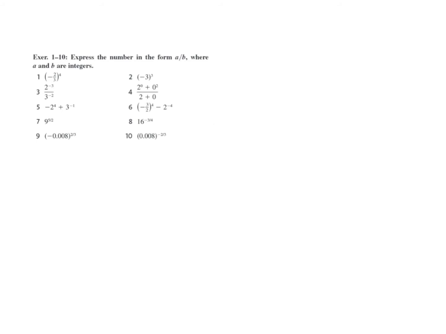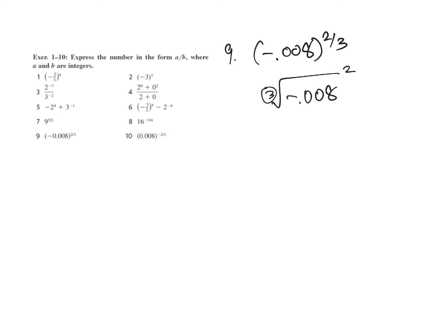All right, number 9 is negative 0.008 to the 2/3. So we're going to take the cubed root of negative 0.008. And you can take the cubed root, 5th root, 7th root, the odd root of a negative value. So the cubed root of negative 0.008 is negative 0.2. If you use your calculator, you'll see that. And then if we square that, we're going to get 0.04. Okay, and then number 10, we have 0.008 to the negative 2/3.